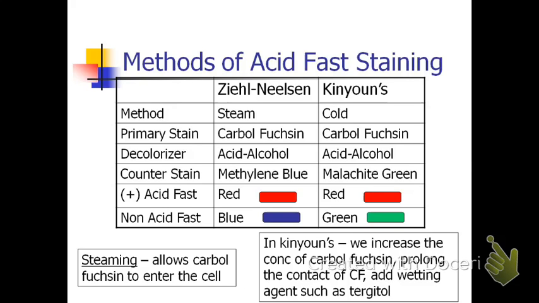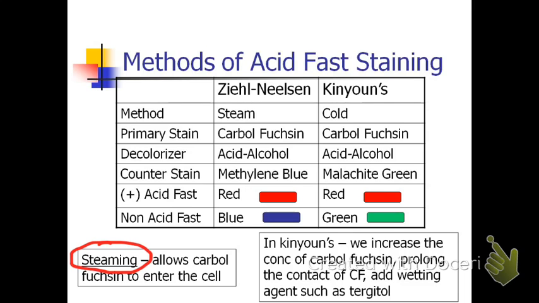They also differ in terms of the counterstain. The Ziehl-Neelsen method utilizes methylene blue, and as a result, non-acid-fast organisms stain blue. On the other hand, Kinyoun's method would be using malachite green, and as a result, non-acid-fast organisms would be stained green. Now, in terms of methodology, the Ziehl-Neelsen method would utilize steaming. Steaming is a very important process during staining of the acid-fast because in the presence of heat, it would facilitate the penetration of carbolfuchsin into the cell wall of the mycobacterium.